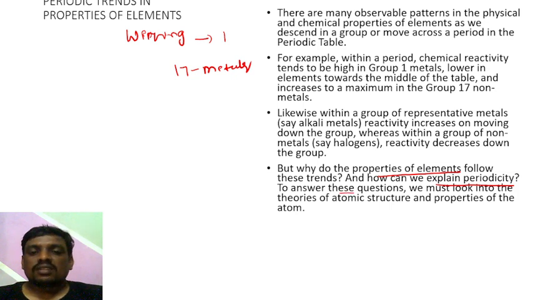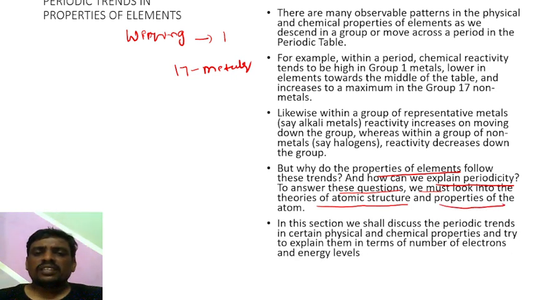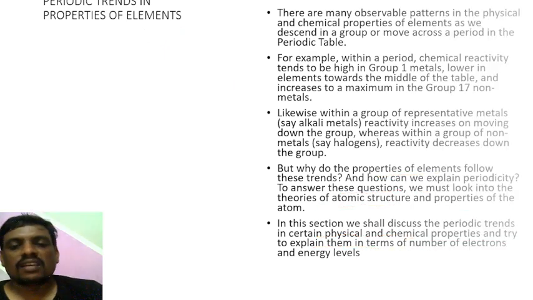The answer is, for these questions we must look at the theories of atomic structure, properties of the atom. Now, in this section we shall discuss the periodic trends in certain physical and chemical properties and try to explain them in terms of number of electrons and energy levels.